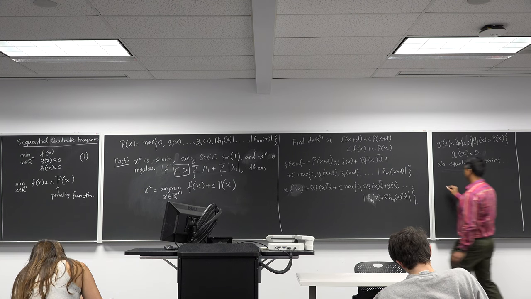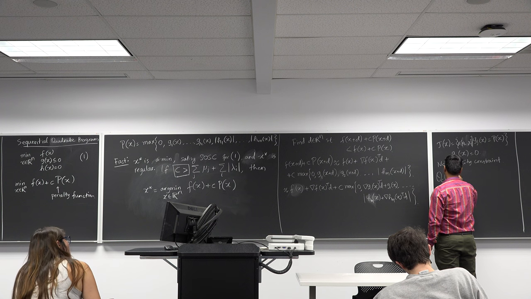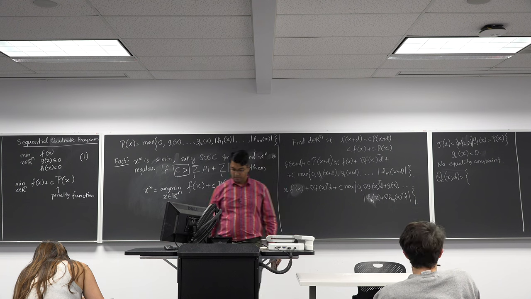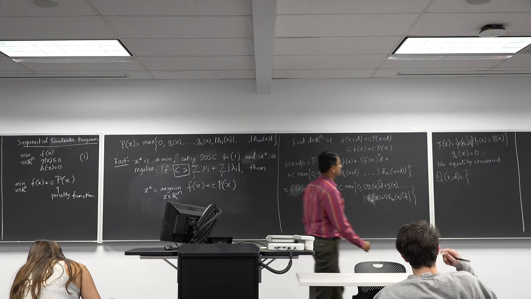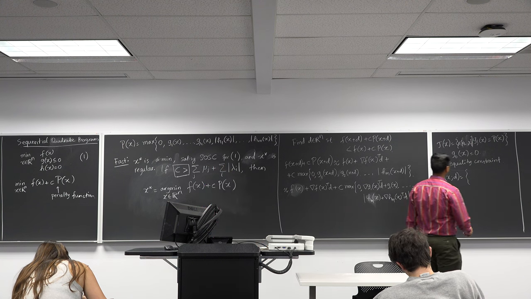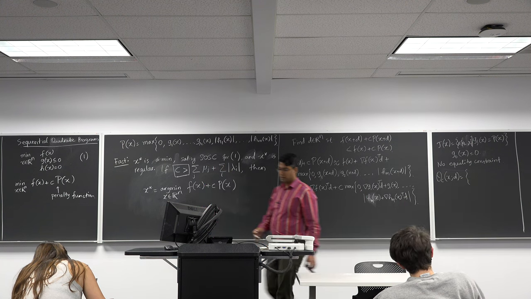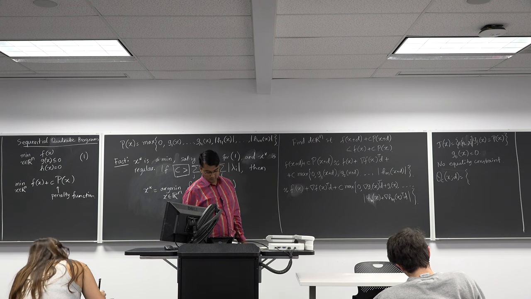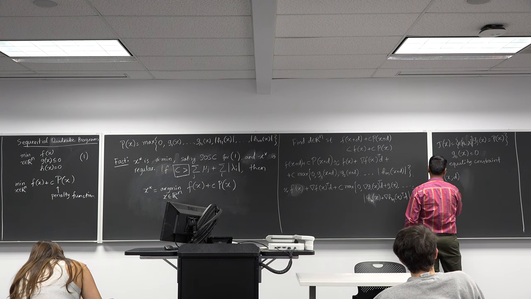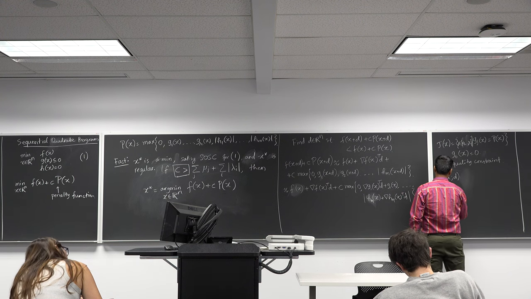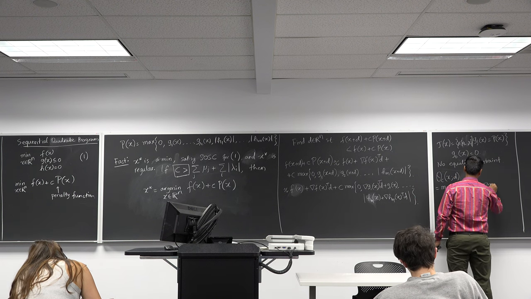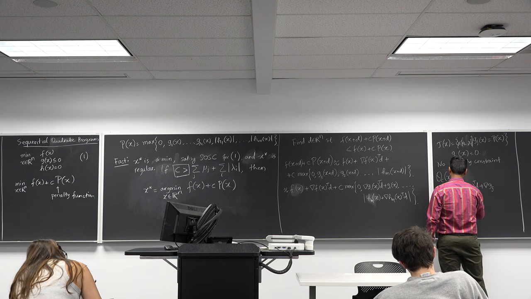And then I'm going to define theta c of x, d as max over j, j in J of x.